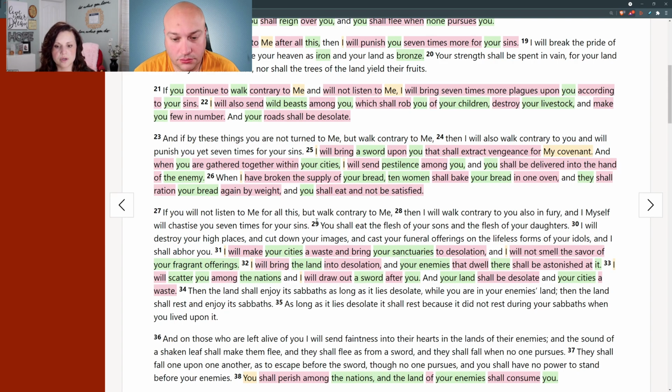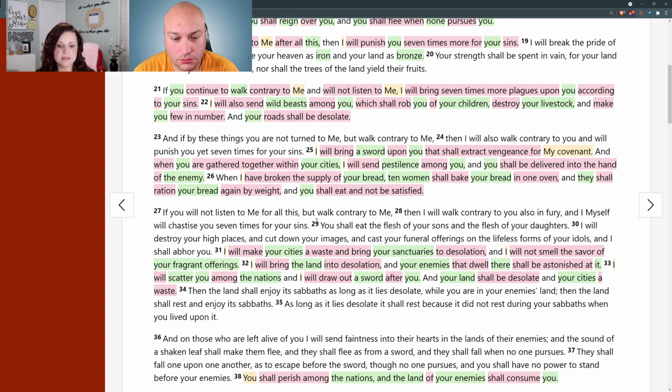I will bring a sword upon you that shall exact vengeance for my covenant. And when you are gathered together within your cities, I will send pestilence among you, and you shall be delivered into the hand of the enemy. When I have broken the supply of your bread, 10 women shall bake your bread in one oven, and they shall ration your bread again by weight, and you shall eat and not be satisfied.